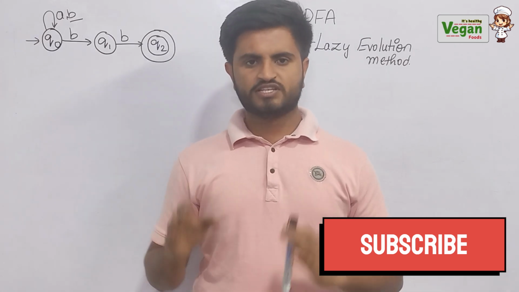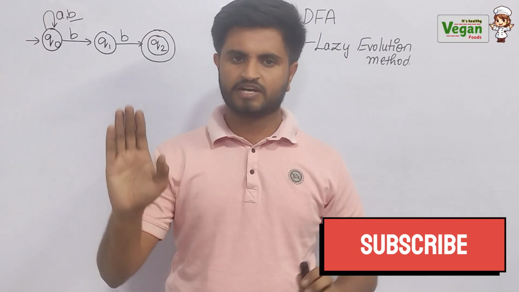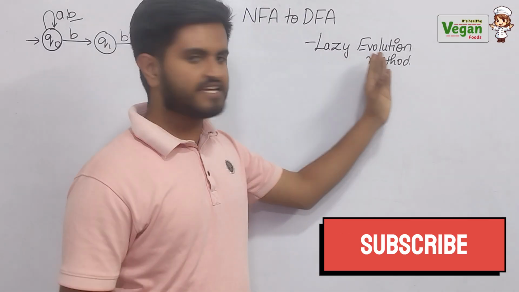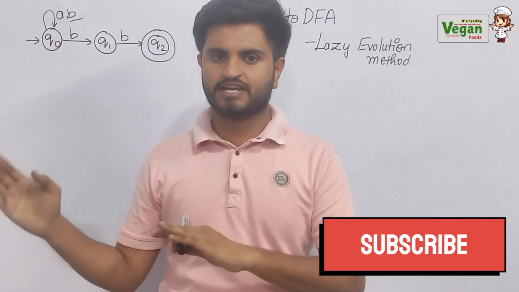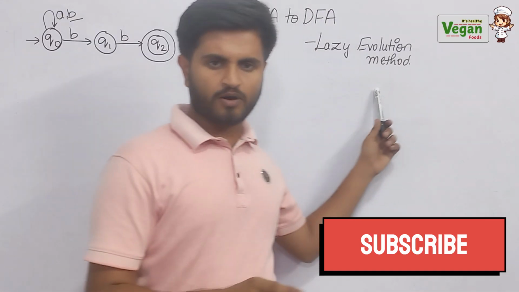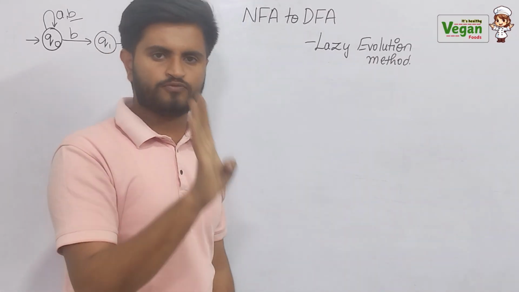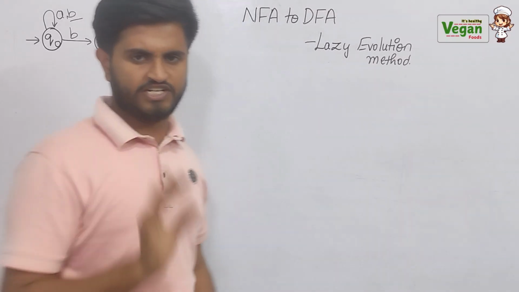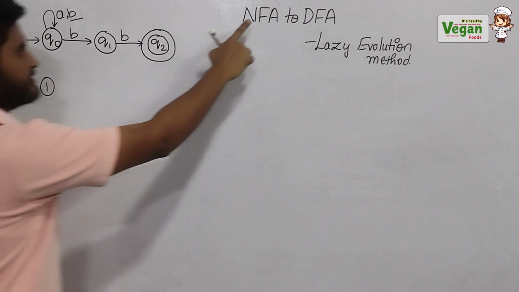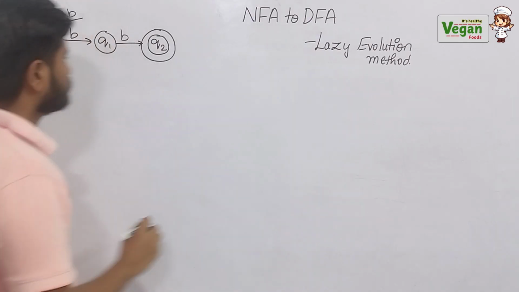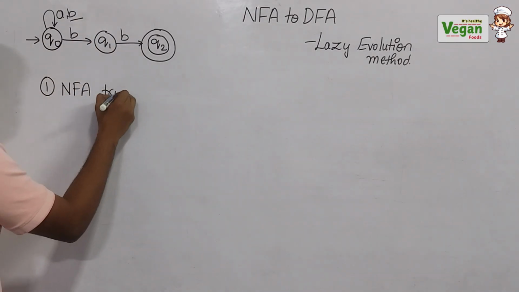Hello everyone, in this video let's discuss how to convert the given NFA into the DFA using the lazy evolution method. If you consider the NFA to DFA direct conversion for this problem, it will be one step extra. In that method we were having 4 steps, here we will be having 5 steps. So how to do it? First you are converting the NFA into DFA, so you must write the NFA transition table first.